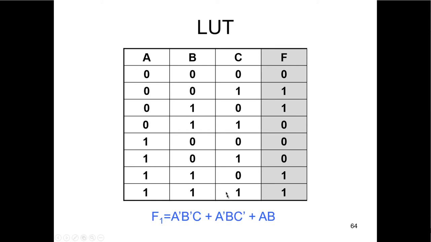A' B C'. That's a one there. And AB is basically when you have A and B. So that's these two rows here, 1-1 and 1-1, and C doesn't matter. So that gives you 1-2-3-4 ones. And you can implement this with one LUT 3, much less a LUT 4.